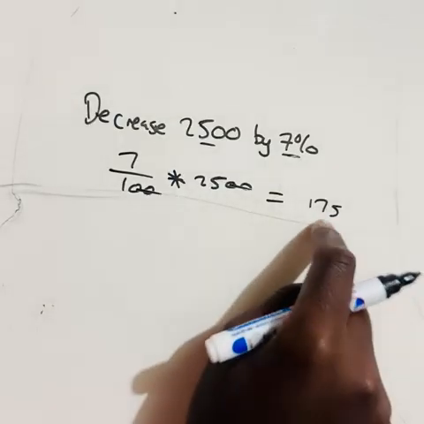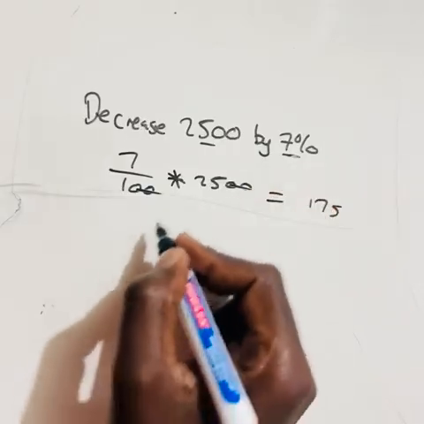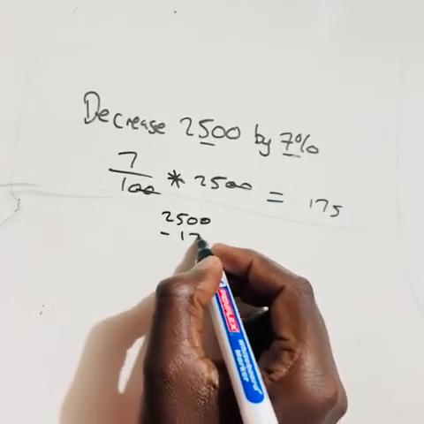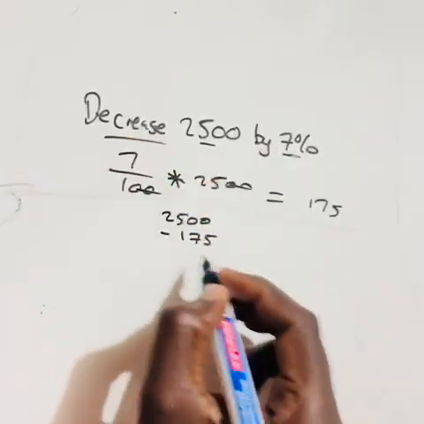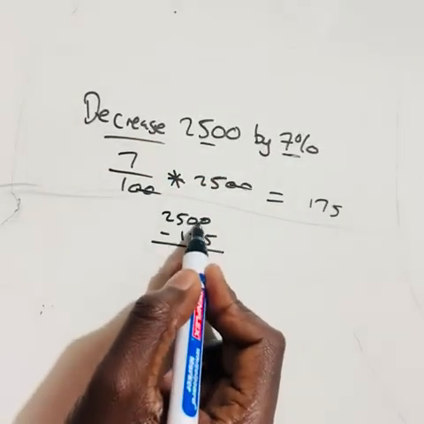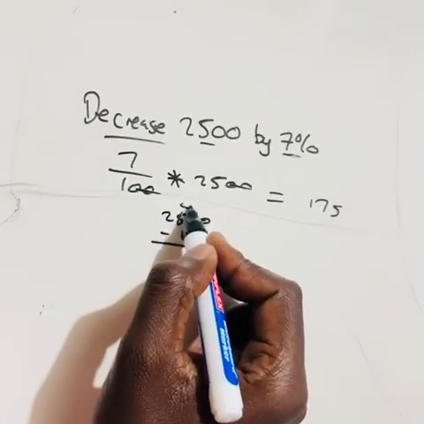175. But they were not asking for 7%. They are saying that I must decrease it. So now I come and I say 2,500 minus 175. Remember, decrease means reduce. 0 minus 5, it can't. I must borrow from here. But this doesn't have anything. So I must borrow from here. So now I'm left with 4.